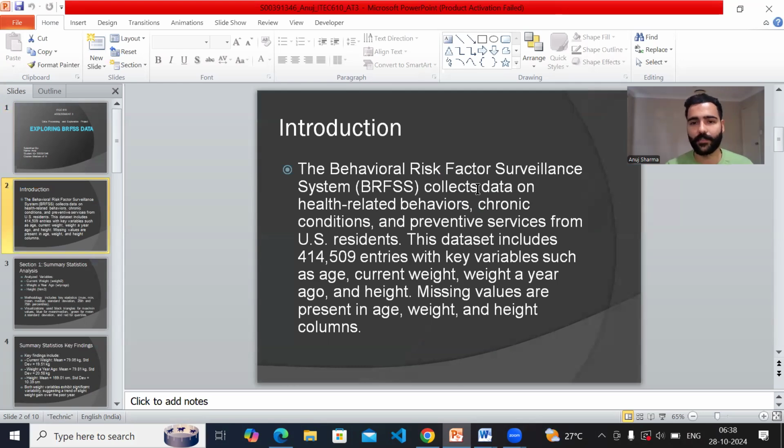So what is BRFSS? It stands for Behavioral Risk Factor Surveillance System, which collects data on health-related behaviors, chronic conditions, and preventive services from US citizens. For this assignment, we have been provided data in a CSV file, and the dataset includes 414509 entries, with key variables such as age, current weight, weight a year ago, and height. In that data, there are some missing values, which we'll see further.